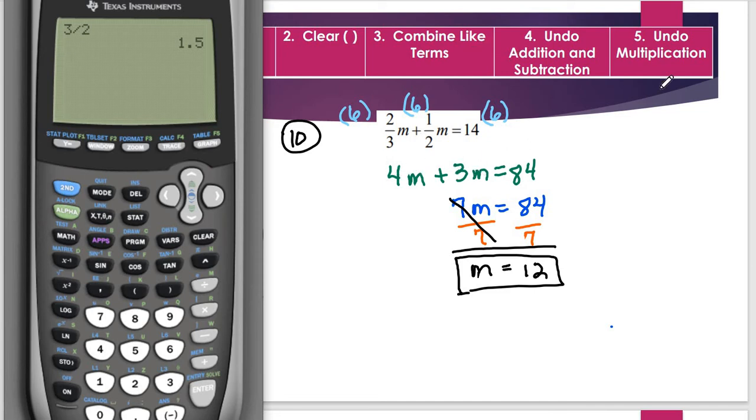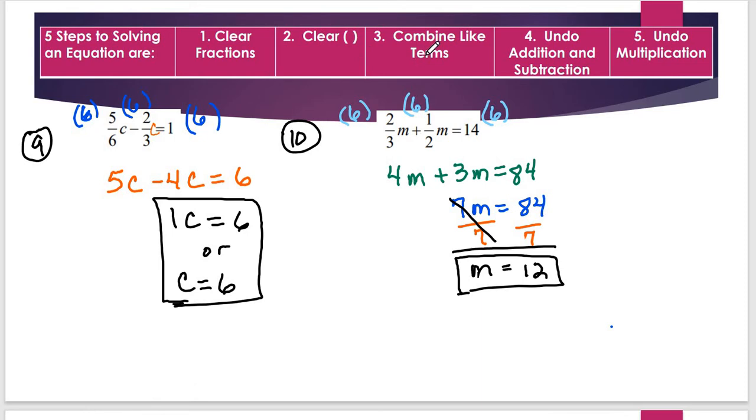Now, when I look at this right here, I'm going to combine my like terms together right here. My 4m plus my 3m is 7m. Then I'm going to undo multiplication, and my answer is 12. If I were to substitute 12 back into the m's right here, just like I did over here, it would give me the same answer.